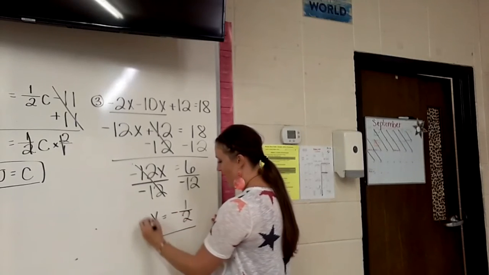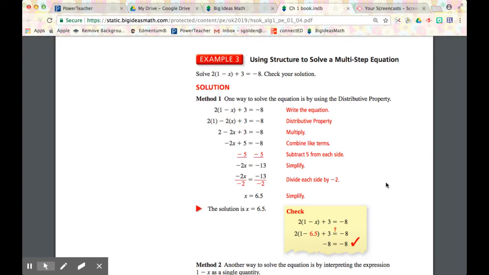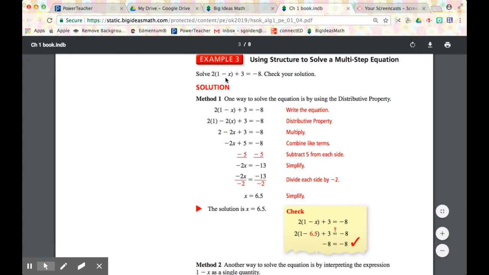It is 1/2. Okay, now on example 3, if you notice we have some parentheses in here. So this problem, I'm going to show you there's 2 methods, method 1 and method 2, on how you can solve this one. So I'll show you both of those, and then you'll be able to use whichever one you feel more comfortable with. So this first method, since we have 1 minus x in parentheses, we can't solve that.